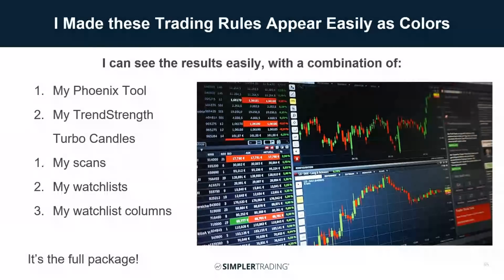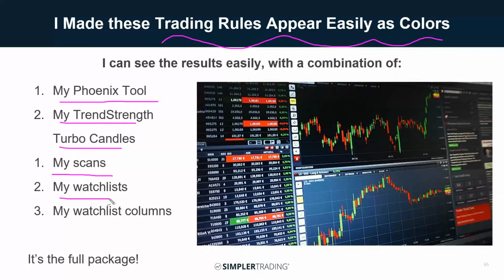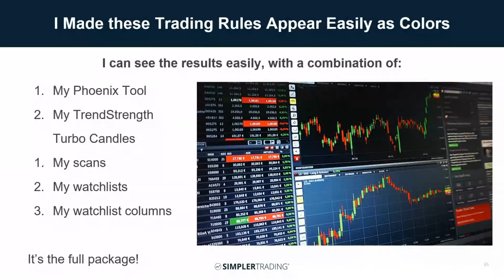So we talked about these rules, right? Well, for me, I wanted to make these trading rules appear very easily as colors, okay? And I have done this with a combination of these tools. I use my Phoenix tool, which we're going to talk about in a minute. I use my Trend Strength Turbo candles, which I've referred to a couple times, and we can talk about it again. My scans, my watch list, and my watch list columns, okay? This is the full package for everything that I do.